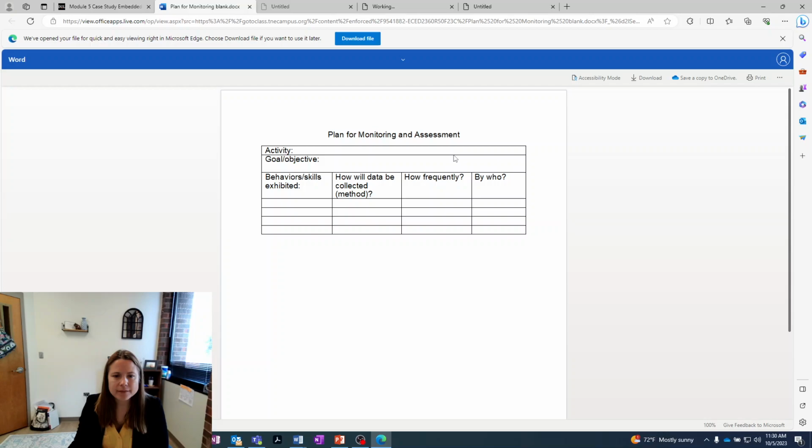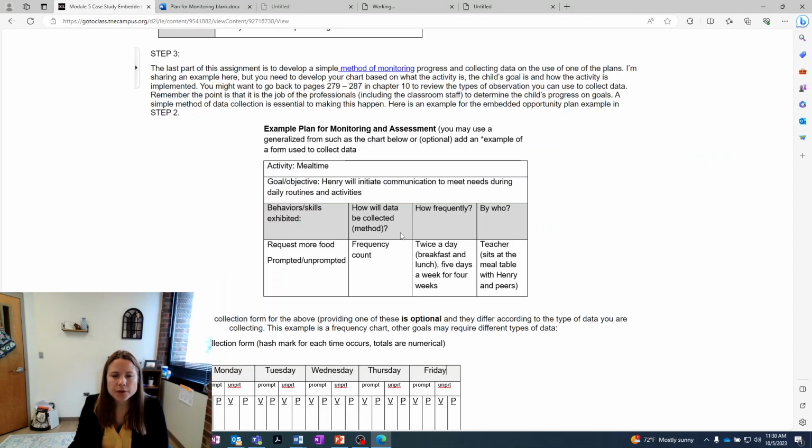You're going to put what the activity is, the goal, and you're going to collect data, the behavior skills exhibited, how long will the data be collected, which method will you use, how frequently will you do it, and by who. So here's an example of one. We're going back to using Henry. This is happening during mealtime, so that's our activity. We again put his goal here. And then these are behavior skills that we want to be exhibited by Henry, right? We want him to request more food. The skills are going to be prompted and unprompted.